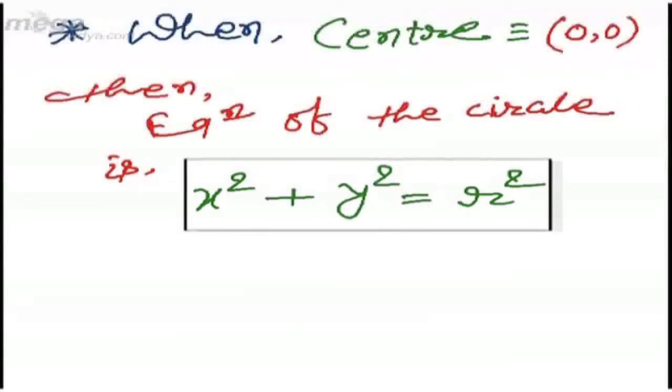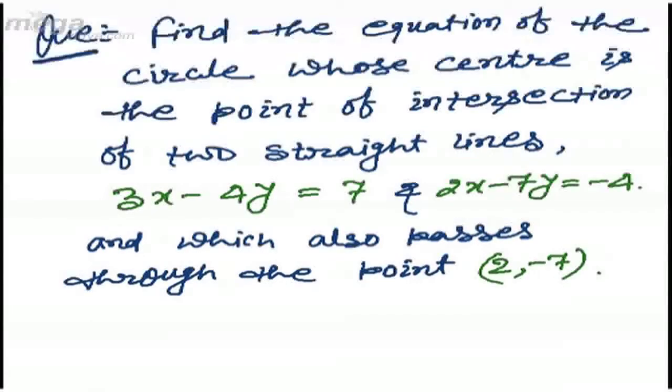Now student, by using these two concepts, I am taking a question based on these two. So student, the question is: find the equation of the circle whose center is the point of intersection of two straight lines 3x minus 4y equal to 7 and 2x minus 7y is equal to minus 4, and which also passes through the point (2, minus 7).